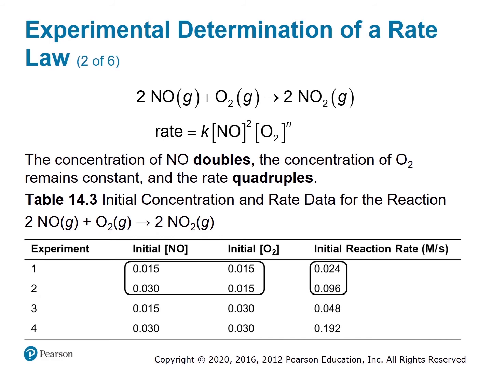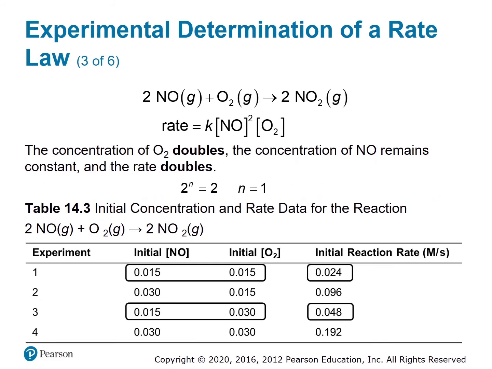The ratio of the concentrations of NO is 2. What exponent applied to 2 results in a rate 4 times larger? The answer is 2 because 2 to the second power, or 2 squared, is 4. So the exponent in the rate law associated with the NO concentration is 2.